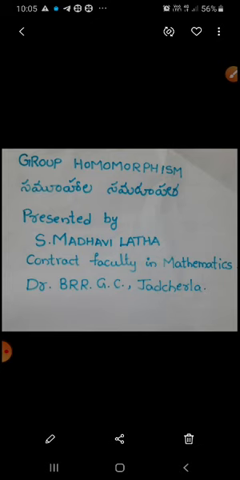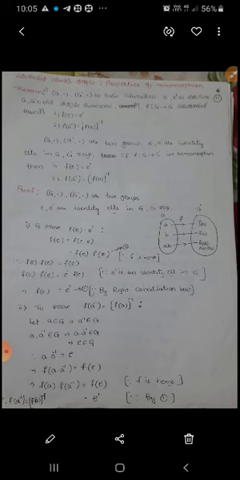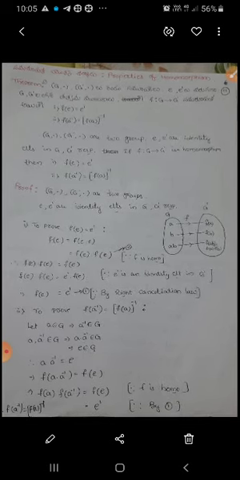Today's topic is group homomorphism. In the previous class we discussed the definition of homomorphism, types of homomorphism, and examples of homomorphism. Now we will discuss the properties of homomorphism. So, first property.